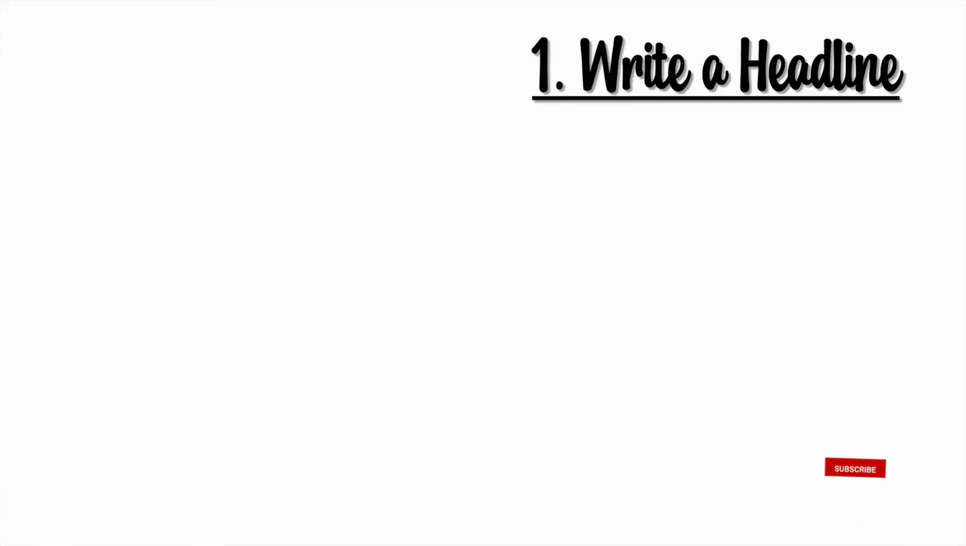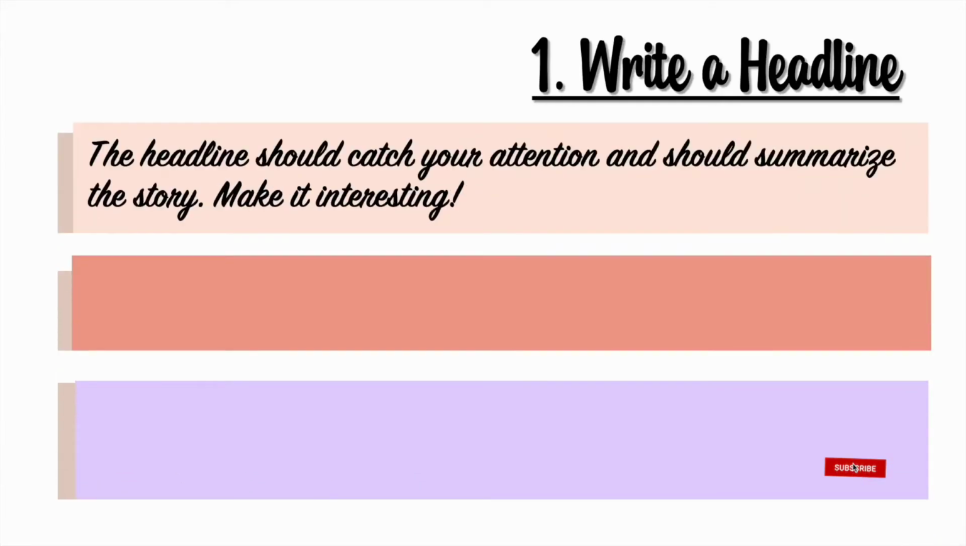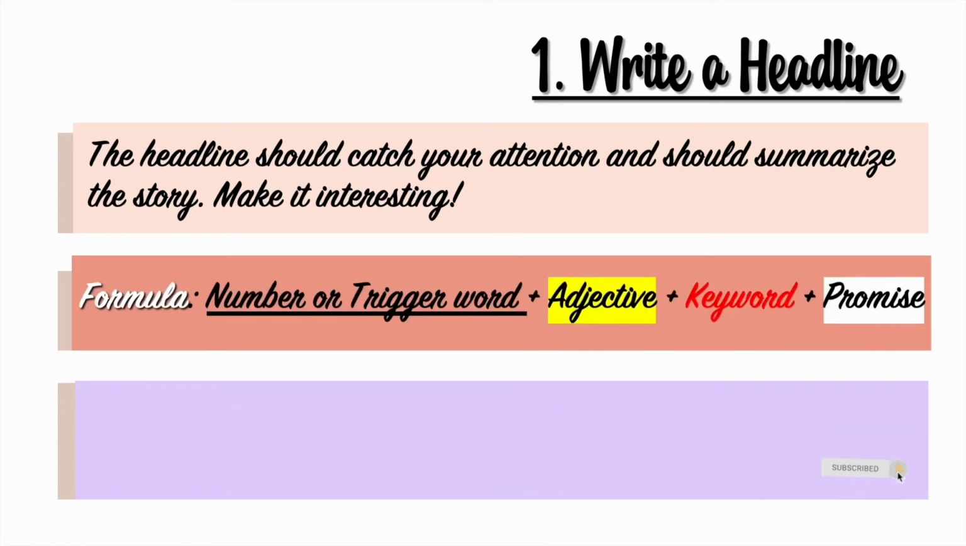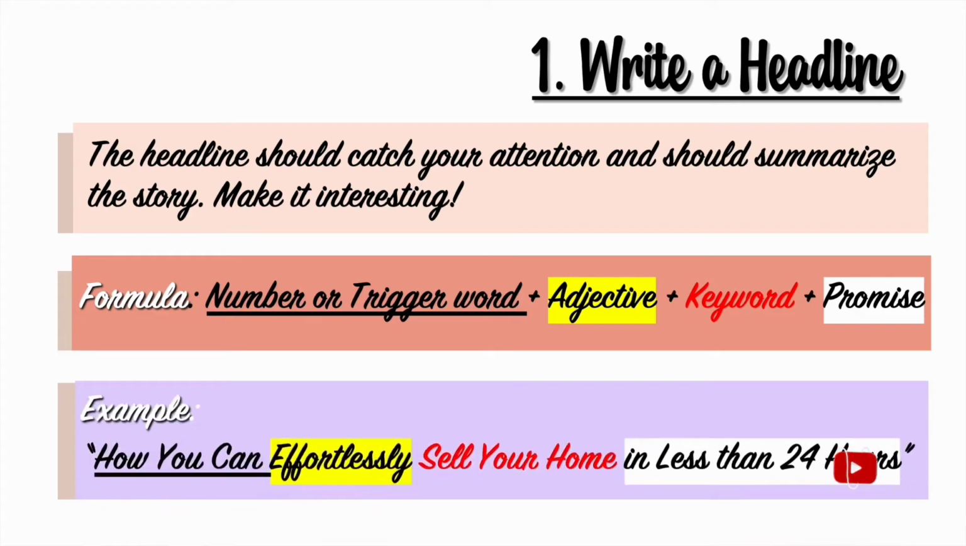So about writing a headline. The headline should catch your attention and should summarize the story. Make it interesting. There is a formula we can use: number or trigger word, plus adjective, plus keyword, plus promise. And this is your example: how you can effortlessly sell your home in less than 24 hours.